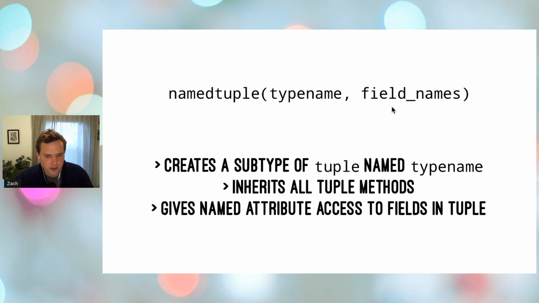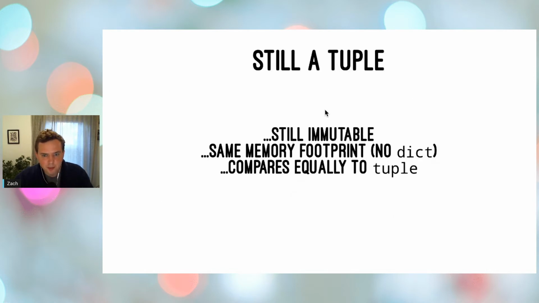And what that does is it creates a subtype of tuple named whatever you call your type name. It inherits all of the methods that you have on tuples. So anything you can do with a tuple, you can do with a named tuple. And then it gives that named attribute access to the fields in the tuple. But it's still a tuple. It's still immutable, like tuples are. It has the same memory footprint. So there's no __dict__ attribute underlying the object, and it compares equally to a tuple.